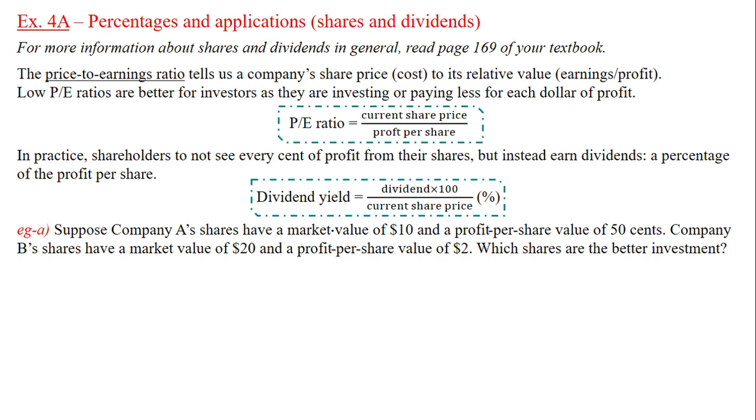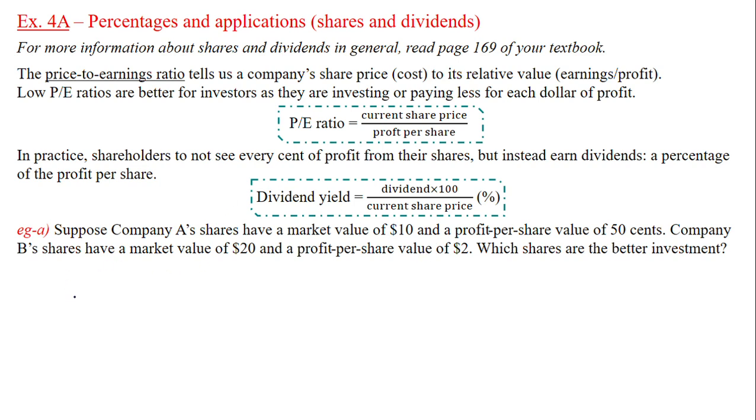So we'll begin with an example. Suppose company A's shares have a market value of $10 and a profit per share value of 50 cents, so price to earnings. Company B's shares have a market value of $20 and a profit per share of $2. So again, price, earnings. Which shares are the better investment?